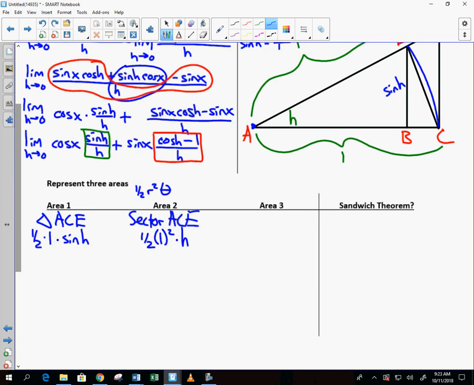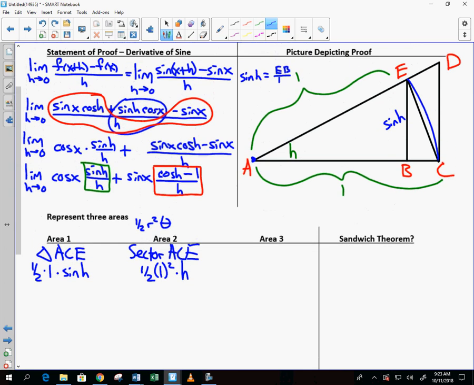All right, then we're going to talk about one more area, and we're going to talk about triangle ACD. If we look at triangle ACD, again, we could say that the area is going to be 1/2 times the base. What's the base? 1. And now we have to come up with the height. Now, it's a little bit different here. If you look at AD, that length is not 1, is it? But the height would be this opposite side, or CD.